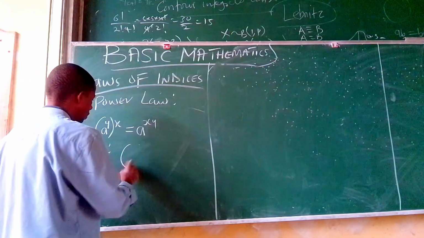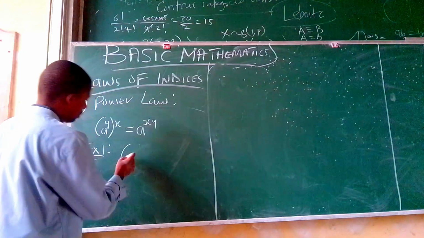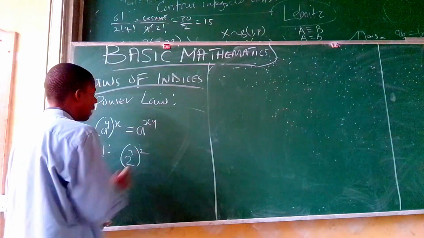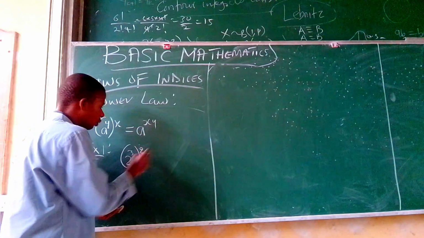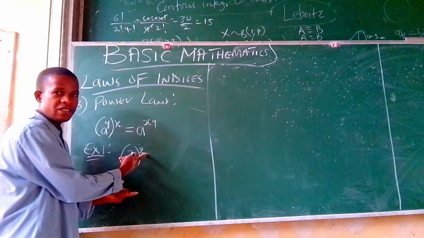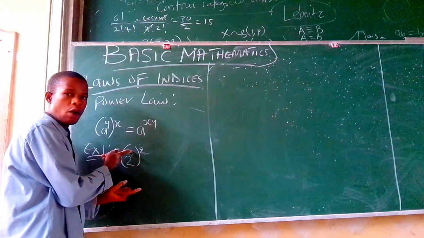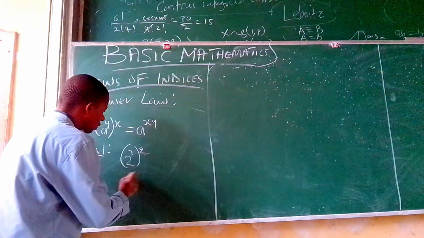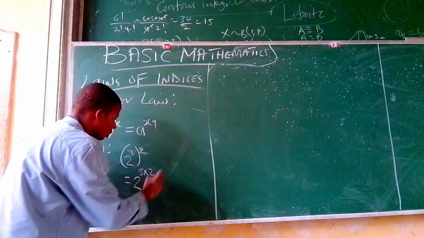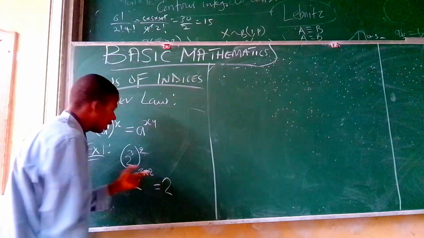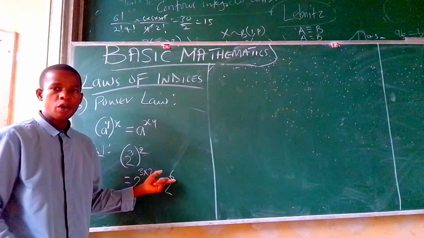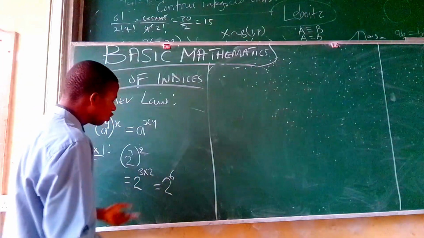If you have 2 raised to the power of 3, all raised to another power of 2. Now by the power law of indices, the powers are going to multiply themselves. We are going to use the outer power to multiply the power on top of the base. So we have the base 2, then 3 times 2, which is 6. Now we have 2 raised to the power of 6.